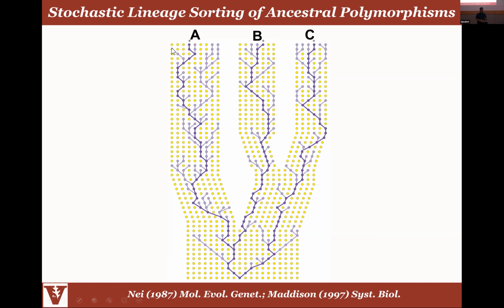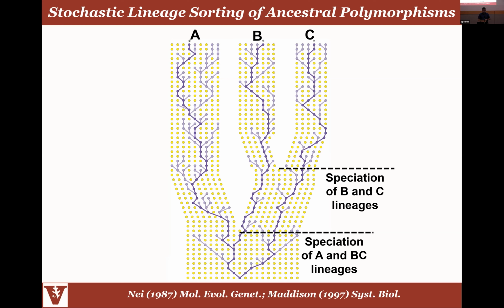And so typically when we infer phylogenetic trees, we pick one individual, one allele from each of these species, and we build our phylogeny. If you look at this tree, we have the speciation of species A from the common ancestor of species B and C at this point in time. That's when the two lineages diverge. And then another speciation of lineages B and C a little bit later in time, in short succession.